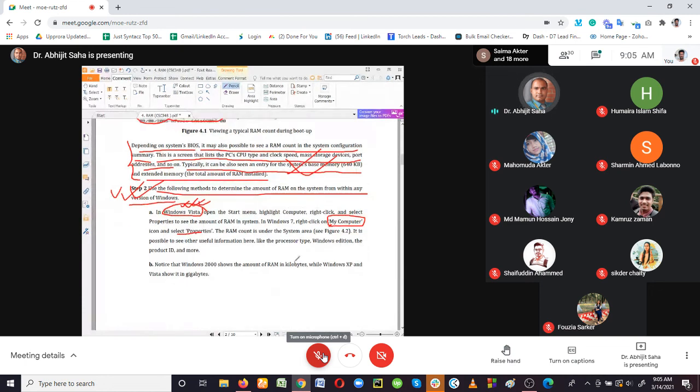This is one of the ways that we can quickly learn what type of CPU we have in our system, how much RAM we have, and what operating system we are using. So some of these details we can get by going to the My Computer properties. We all know that. The RAM card is under the system area. It is possible to see other useful information here, like the processor type. So that is what I was talking about.